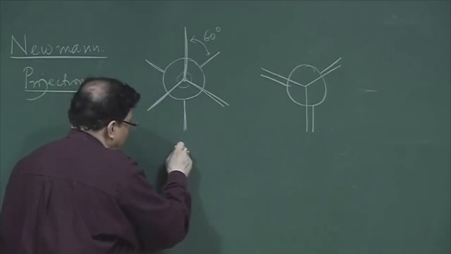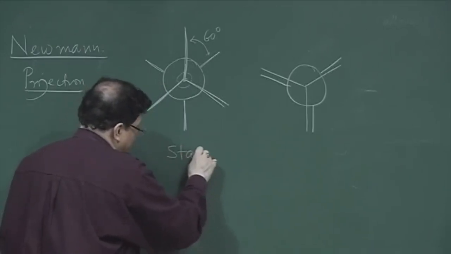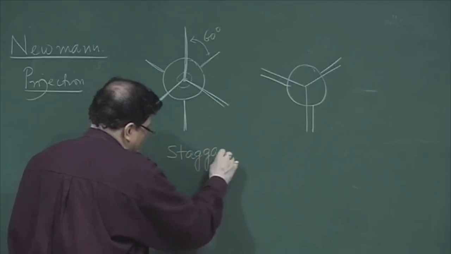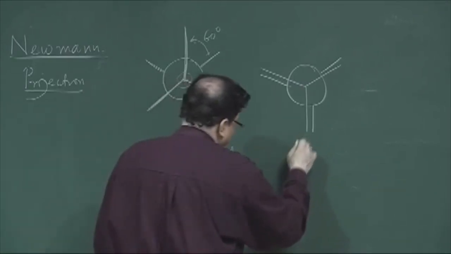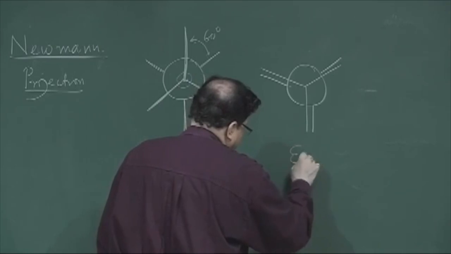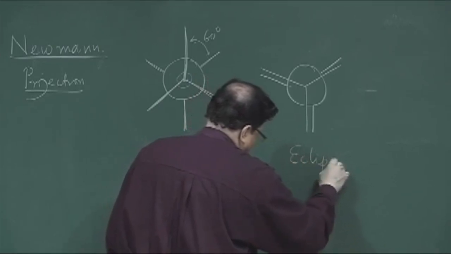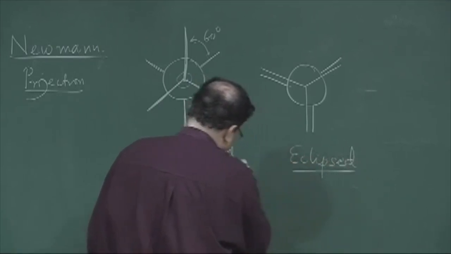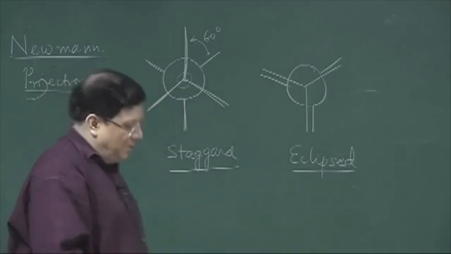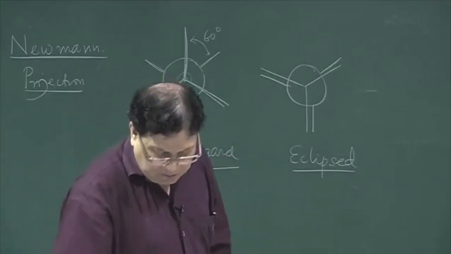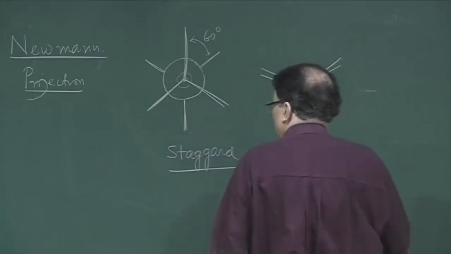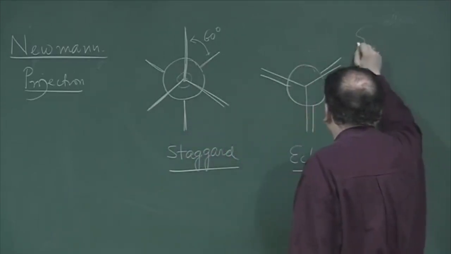This is what is called a staggered conformation. And this is the eclipsed form, these two. Okay. Now, there is a third one which is called sawhorse.